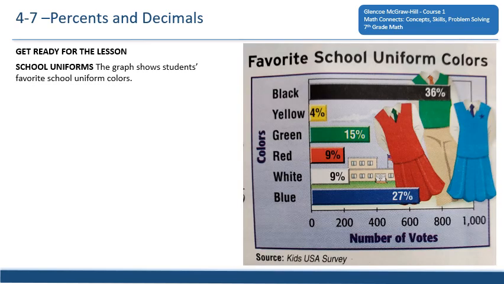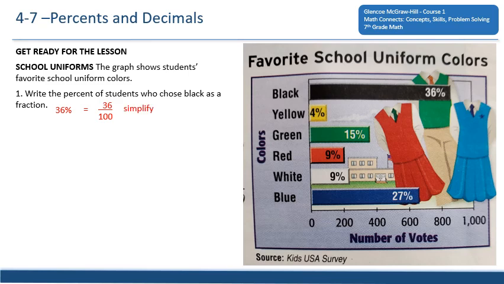The graph shows students' favorite school uniform colors. Write the percent of students who chose black as a fraction. 36%. So we put 36 over 100. And if we simplify, we get 9/25.